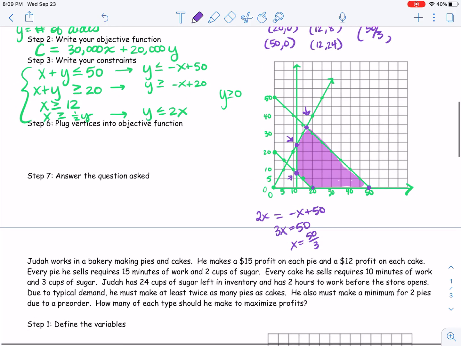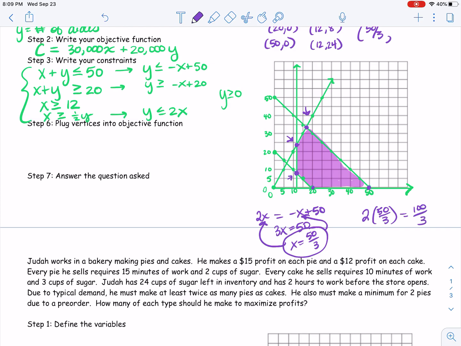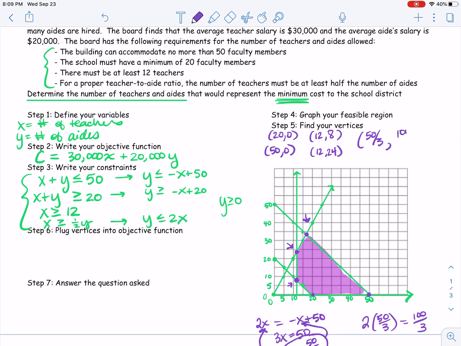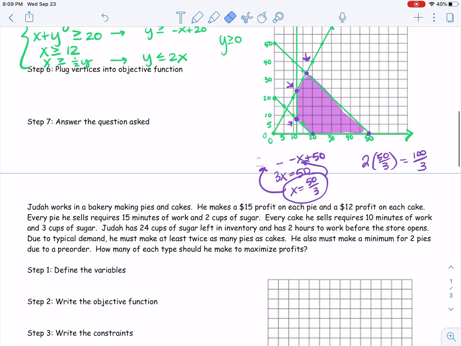Now, what is that something? I can plug this value of x in here, or I can plug it in here. Work smarter, not harder. It shouldn't matter which one you plug it into, but I'm going to go with 2x. Well, if x is 50 over 3, and I multiply that by 2, I get 100 over 3. So that ordered pair is 50 thirds and 100 thirds.